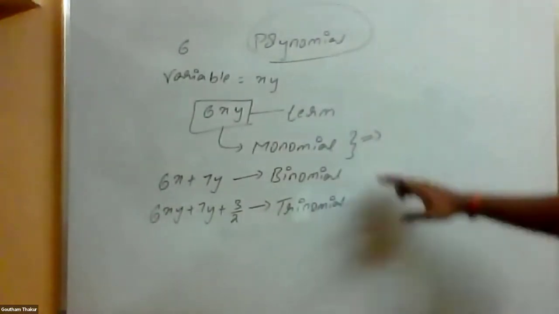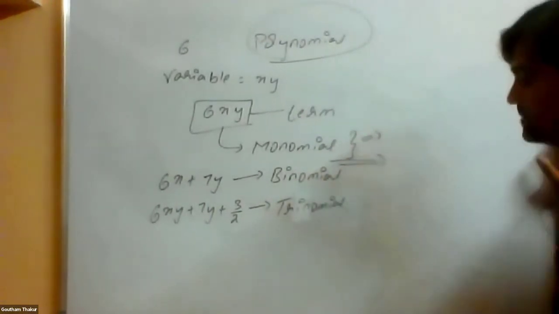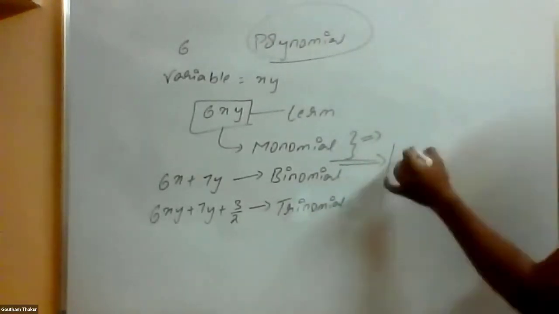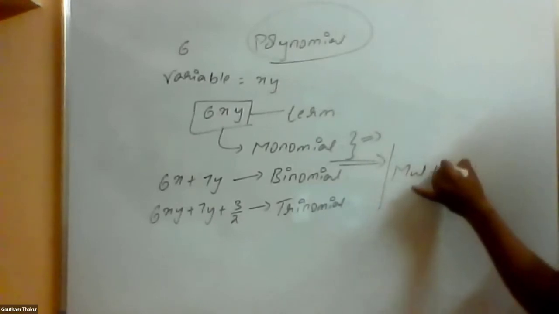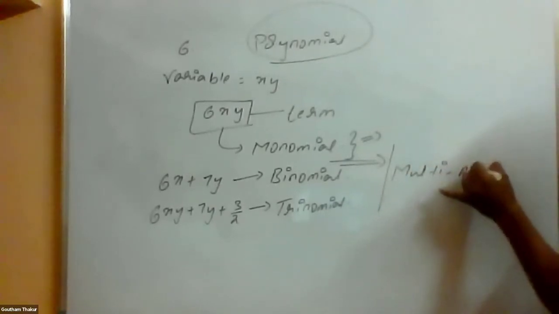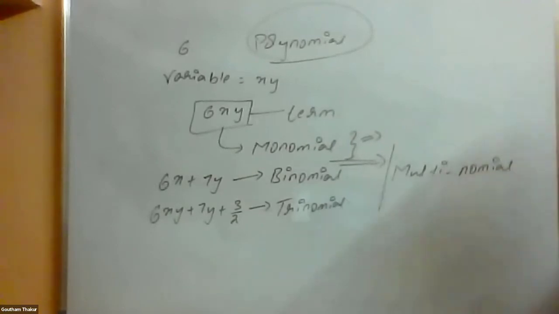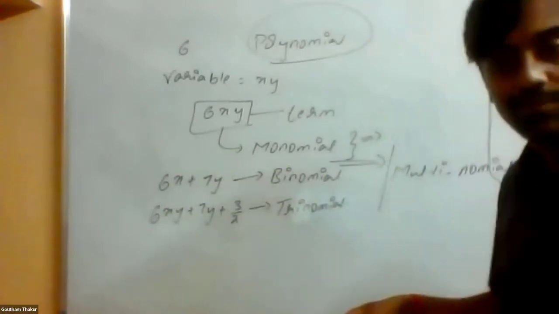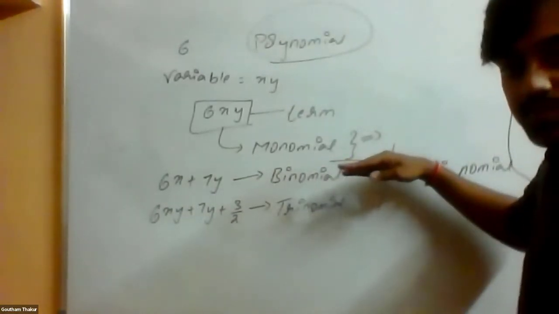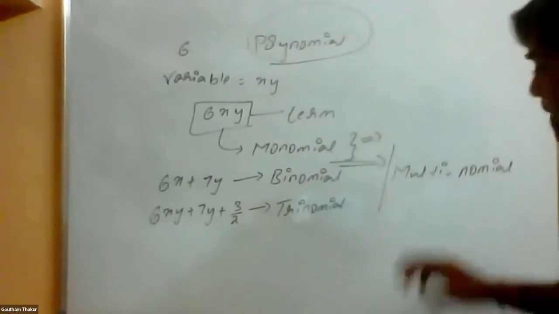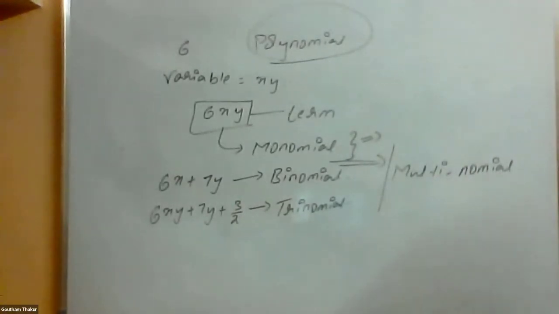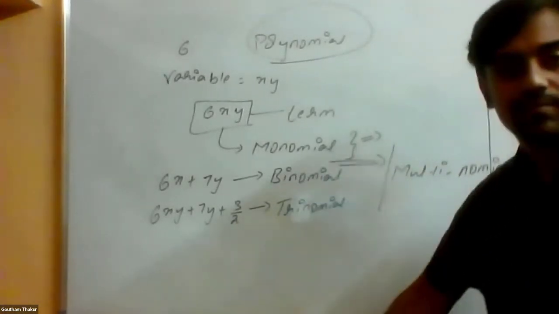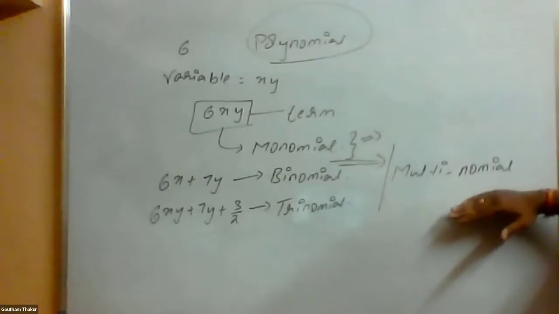Now tell me, there is one more name for binomial and trinomial. It is multinomial. That means the term which consists of two or more than two terms, from two terms onward, is called a multinomial. Multi, more than one. That is binomial, trinomial, and so on. We call these multinomial terms.